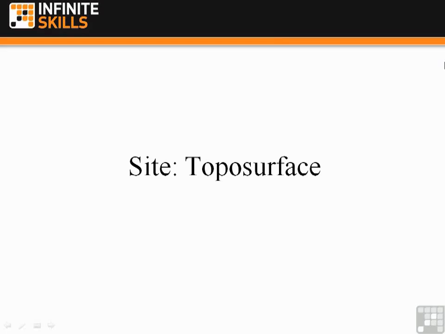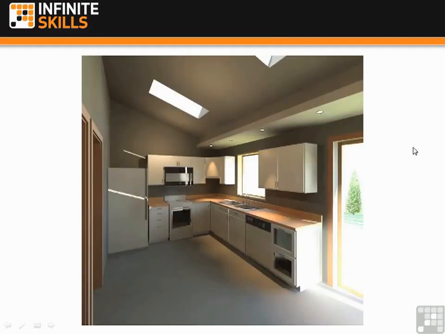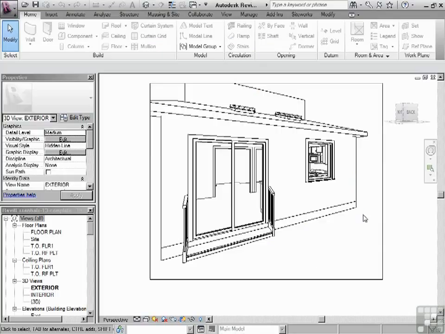Site, topo surface. As we can see in this rendering, it's a little bit bright out there, but there's some grass and there's a tree. How did we get those in there? It's always nice whenever you're rendering to have that in. It adds that little bit of realism to your renderings. Even if you're rendering inside, it's nice to be able to see outside and see what some of the surroundings are going to be. So here we are.